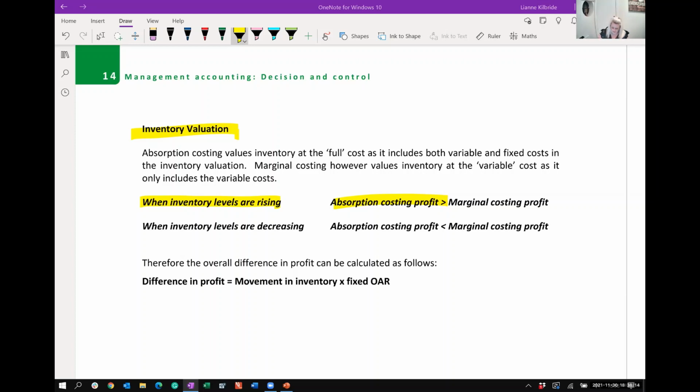Whereas if you're using marginal costing, profit will decrease, because you're soaking up the entire overhead cost within one period. You're not shifting the units from one period to the next. You're taking all costs into consideration during that period, okay? So that just gives you a heads up on inventory valuation.